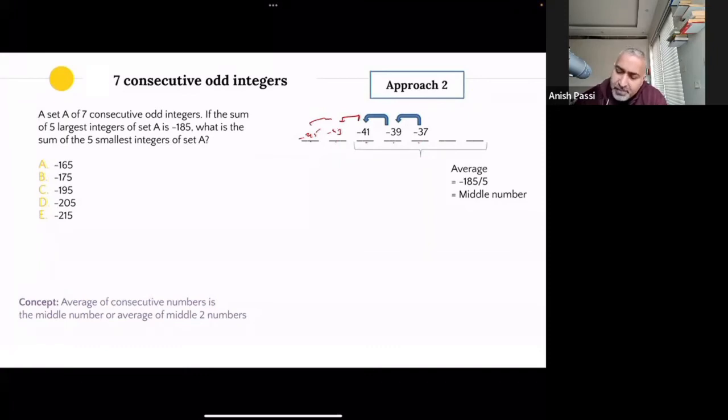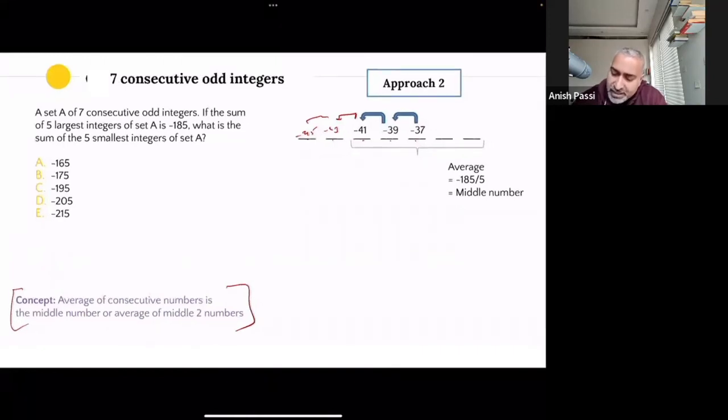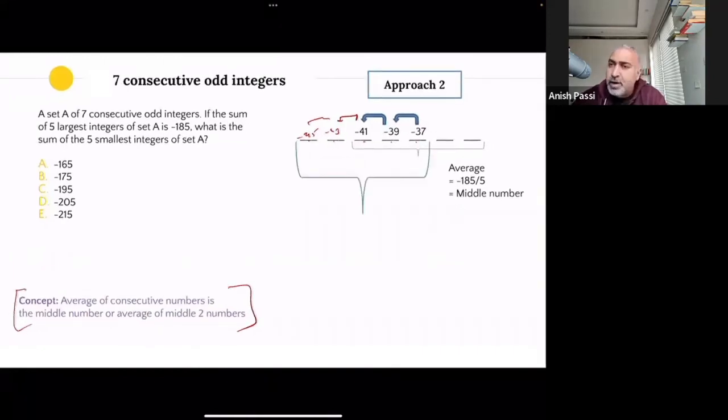That's one way. Or here also I can apply the same logic in reverse. This whole average logic. Now I have to figure out the sum of the smallest 5 numbers. For the smallest 5, now the middle number is negative 41. That middle number is the average. So what will be the sum of these 5 numbers? Average times 5. Negative 41 times 5 also gives me the same answer, negative 205. This is one more approach. Let me discuss a third approach.